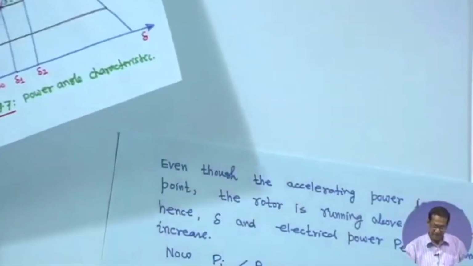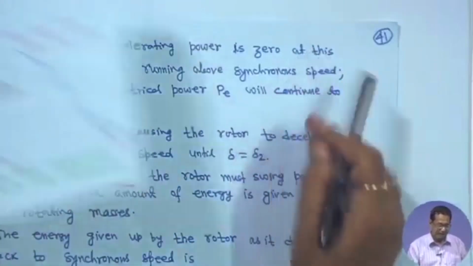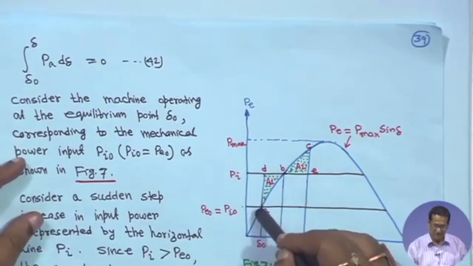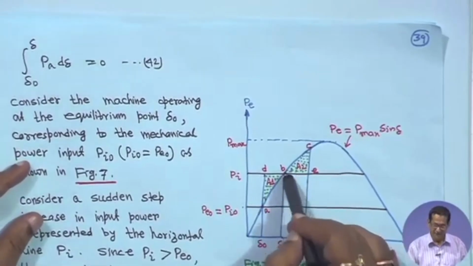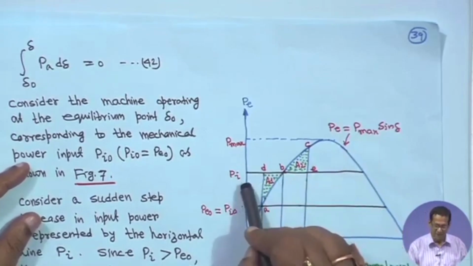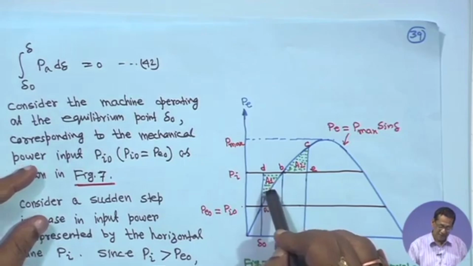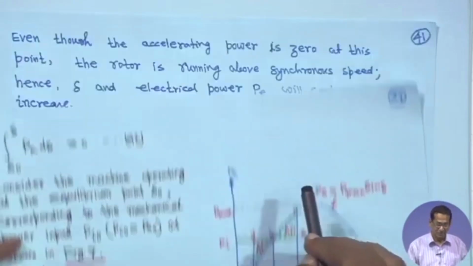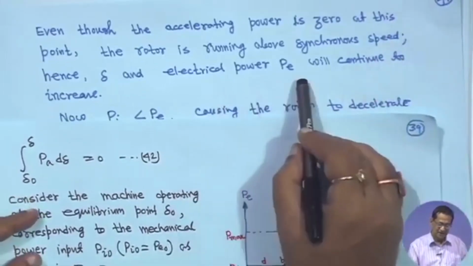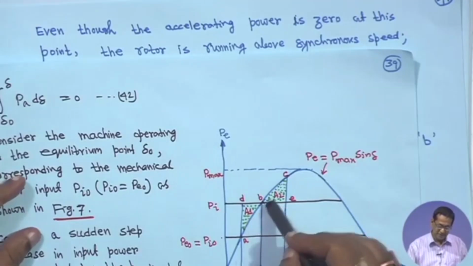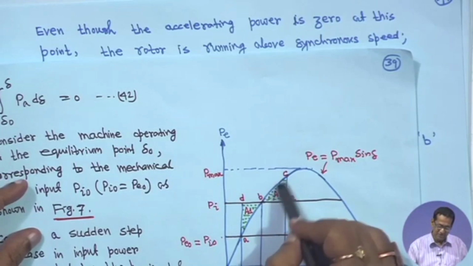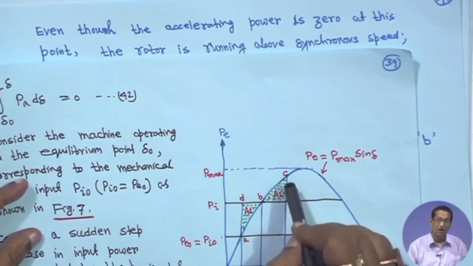Even though the accelerating power is 0 at this point, the rotor is actually running above the synchronous speed, because it was accelerating. Although the electrical power is equal to the input power here, the rotor is still accelerating, so it is running above the synchronous speed. Hence delta and the electrical power P will continue to increase. But how far?